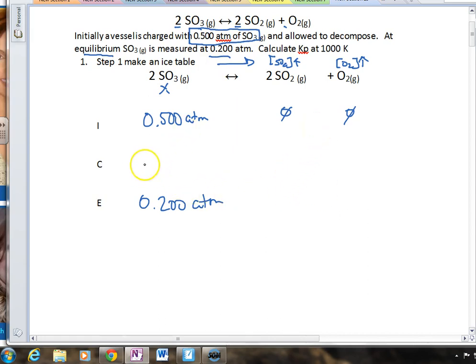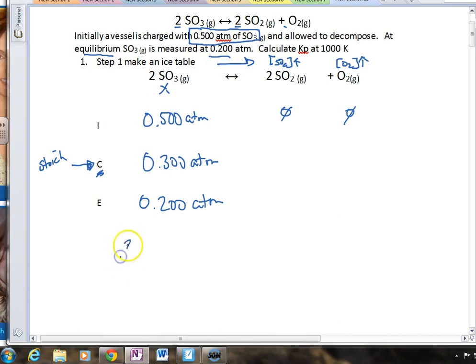So what we want to do is, first off, find our change. Remember, C stands for change, because the change line is where we can use the stoichiometry to calculate all the other changes, which we can then use to calculate the equilibrium values. So obviously, when you start off with 0.5 and you decrease to 0.2, the amount of decrease is going to be 0.300 atm. I just subtracted 0.2 from 0.5 to get 0.3. So from our change line, we know that we decreased 0.3 atmospheres in the SO3 gas, and we're going to use that for some stoichiometry.